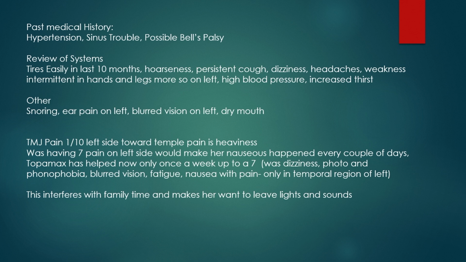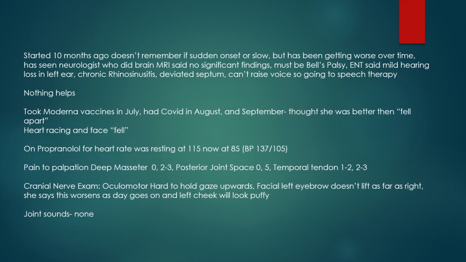She also gets headaches as well, which are interfering with lights and sounds. But this started about 10 months ago. And over time, she told me she had seen a neurologist who said that there were no significant findings on MRI, so it must be Bell's palsy. An ENT thought there might be some hearing loss and then chronic rhinosinusitis, but didn't really find a reason why she can't raise her voice as much as she used to be able to, but they had her seeing a speech therapist. Her heart rate was increasing, so she's on propranolol now.